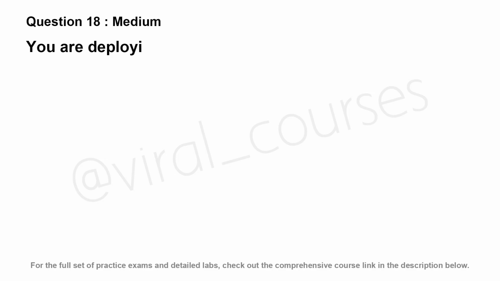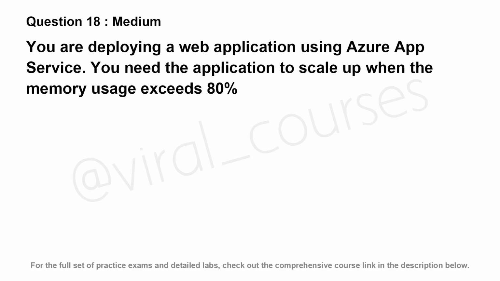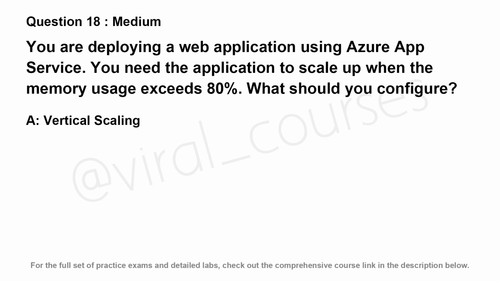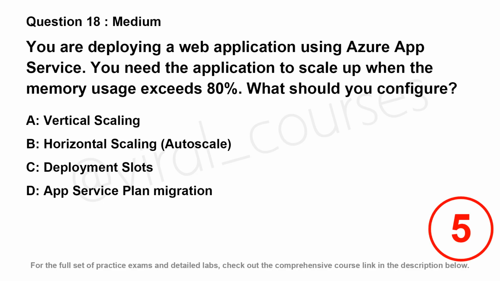You are deploying a web application using Azure App Service. You need the application to scale up when the memory usage exceeds 80%. What should you configure? Option A, vertical scaling. Option B, horizontal scaling, autoscale. Option C, deployment slots. Option D, app service plan migration.